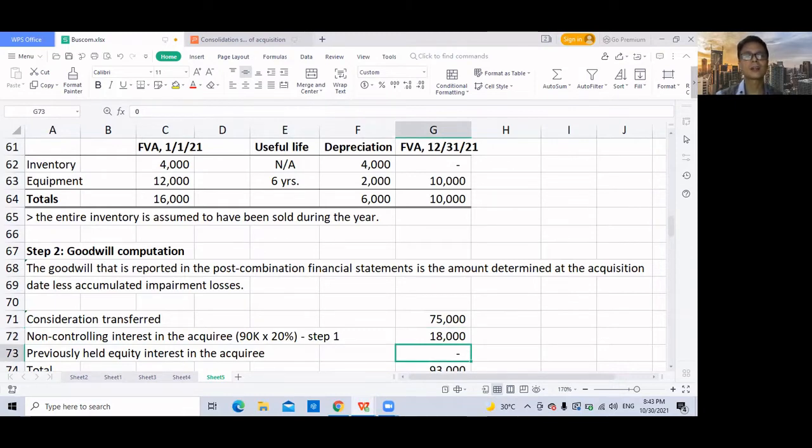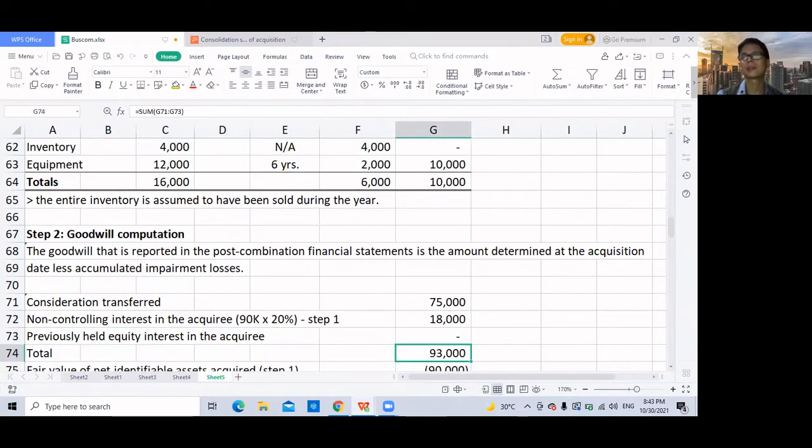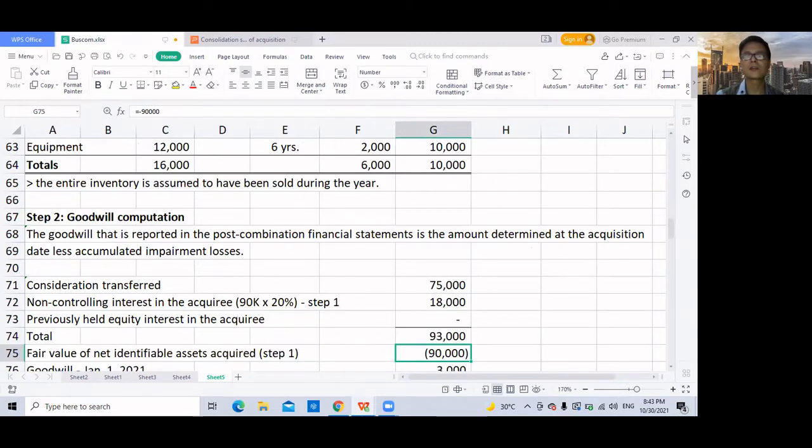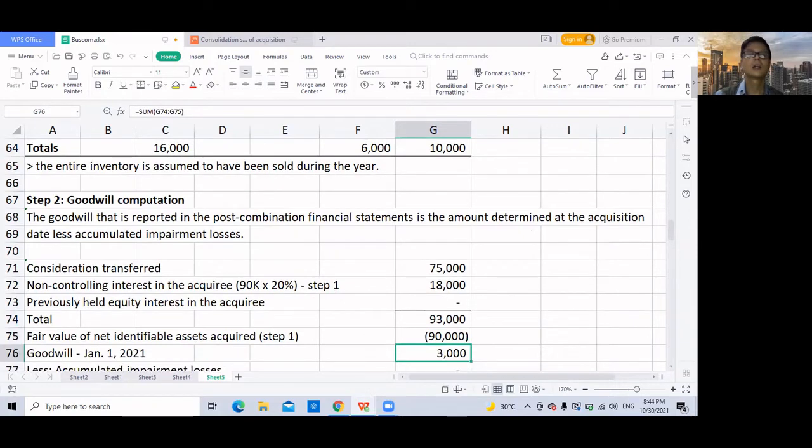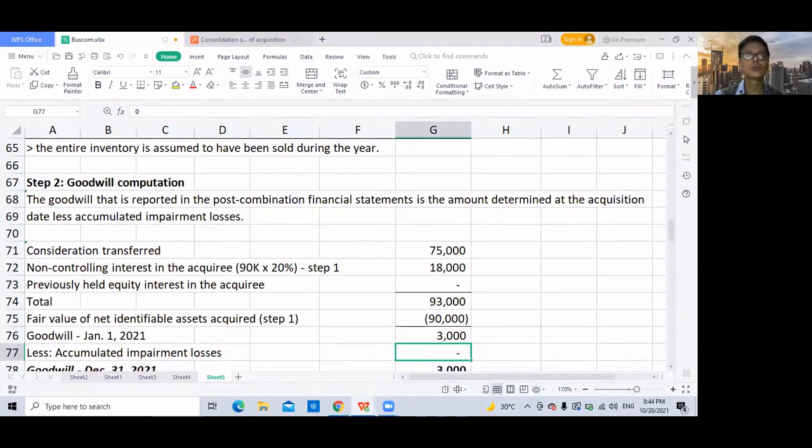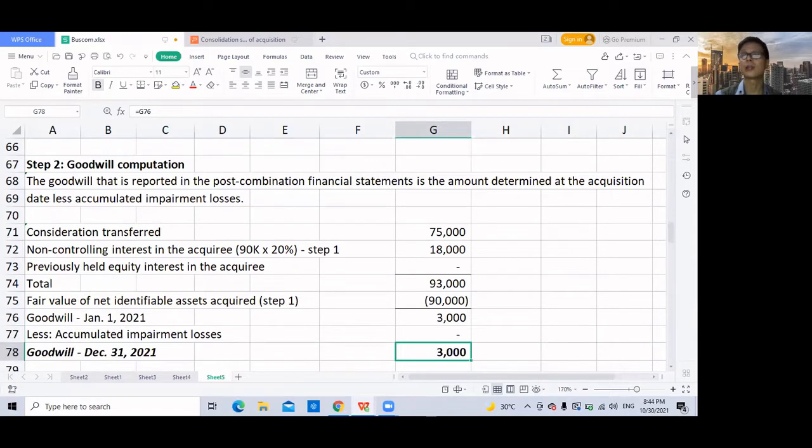So wala naman tayong previously held. We assume that we are the parent. So wala naman tayong previously held equity interest in the acquiree. So yung total niya is 93,000. Now, yung fair value of net identifiable asset, we have computed a while ago, that's 90,000. So 93 less 90 will give you yung 3,000, which is considered as a goodwill. Ito yung as of January 1, 2021, yung sa acquisition date. Now, less accumulated impairment loss, yun na rin yung kanyang goodwill as of December 31.